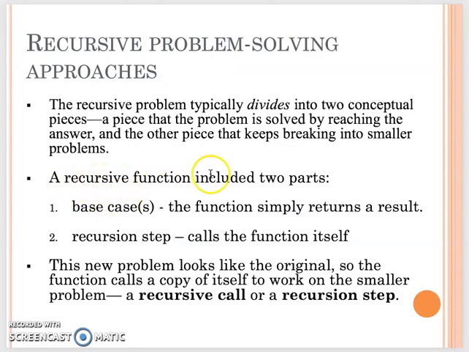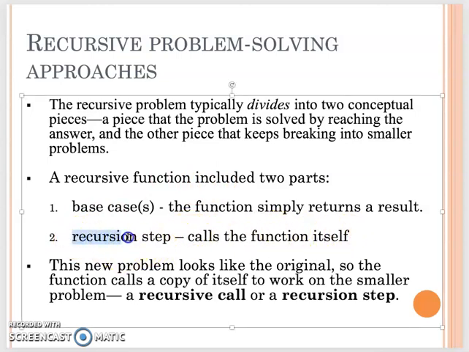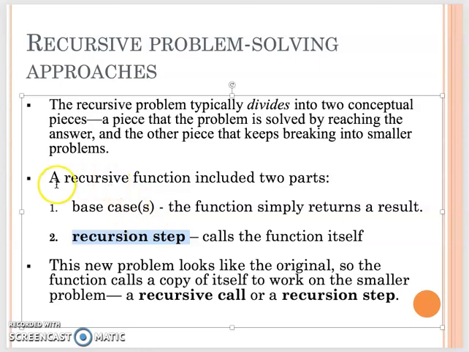But the most important thing is not only the recursive function calling the function itself. When you call the function itself, this part we call the recursion step, because you call your function itself. A recursive function usually includes two parts. One part calls itself, that's what we call the recursion step.